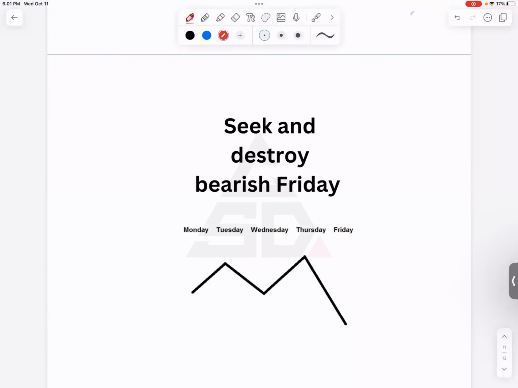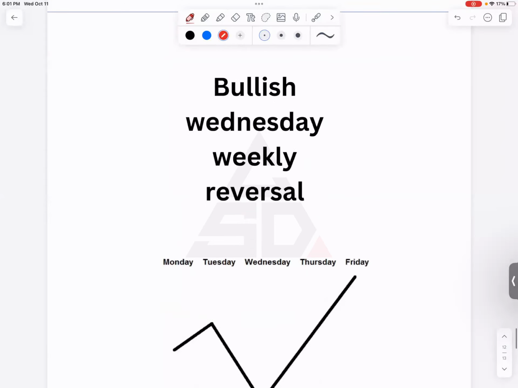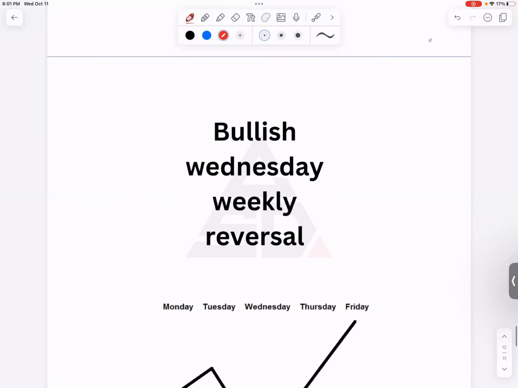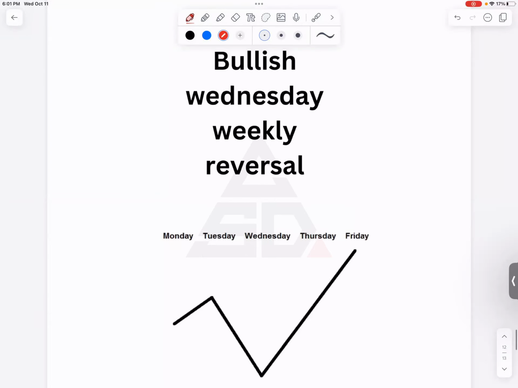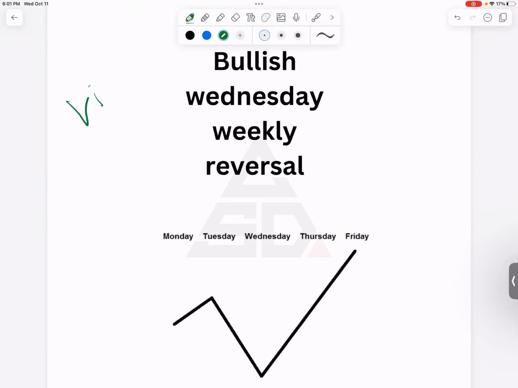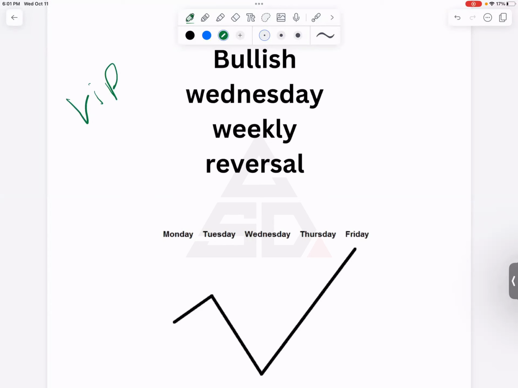This is a sell day, like we said before. So here's our bullish weekly reversal. This is one of my favorite ones. I'm going to mark VIP on here so you guys can really hone in on this one. I like this one a lot because, as you can see, the move made down here can be substantial.